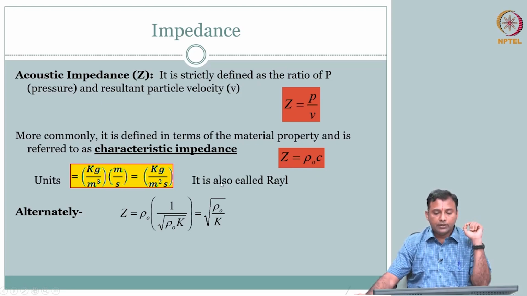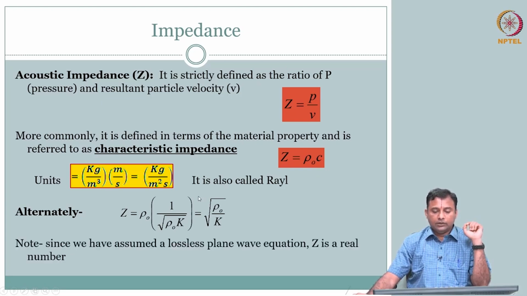Okay, so that is your impedance. We have assumed a lossless plane wave equation. Right now we have just talked about a plane wave, there is no loss, so Z is a real number because of this assumption, but in reality that may not be the case.